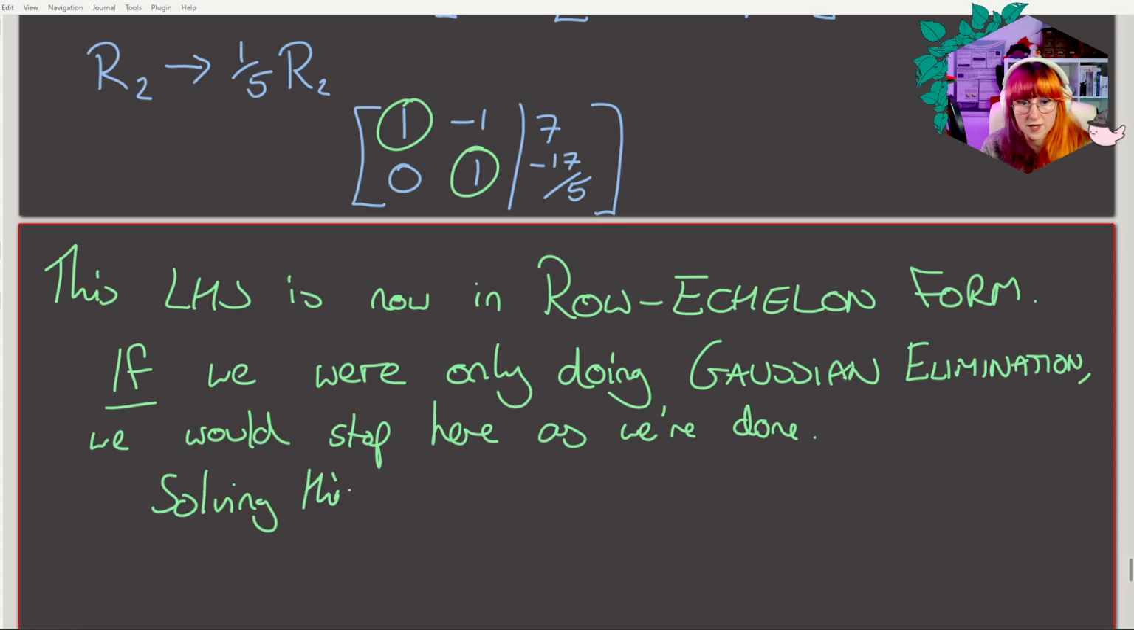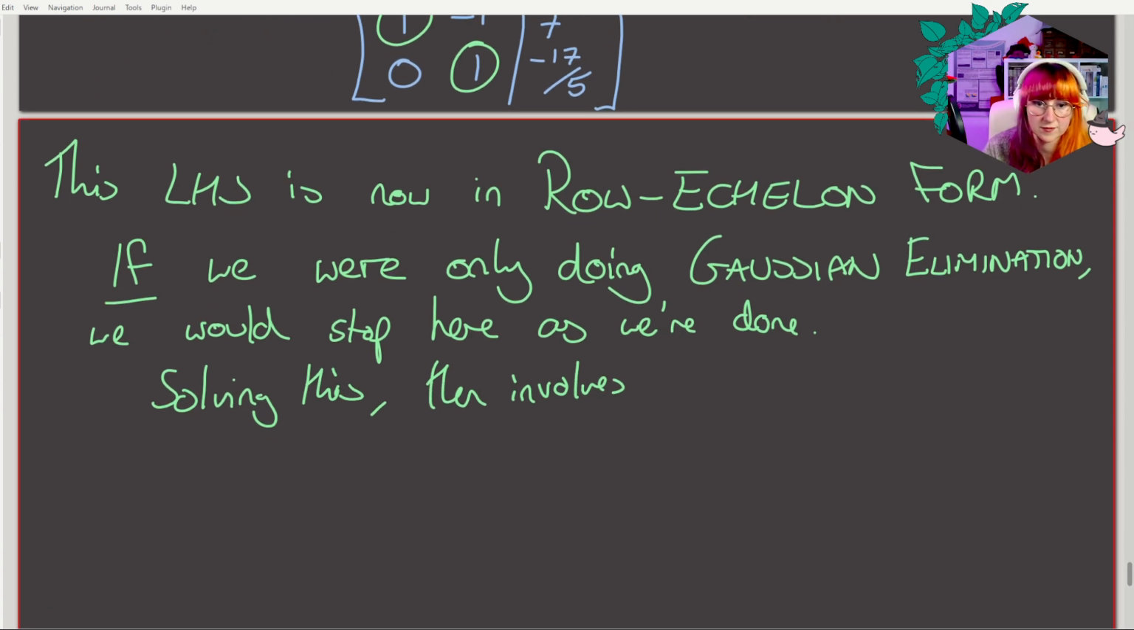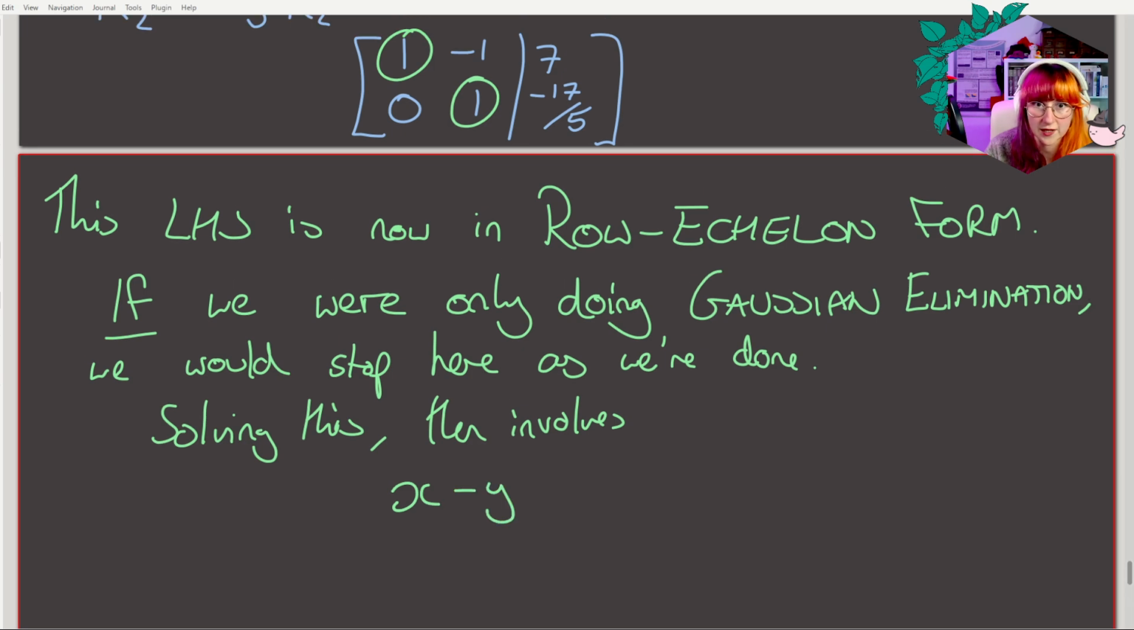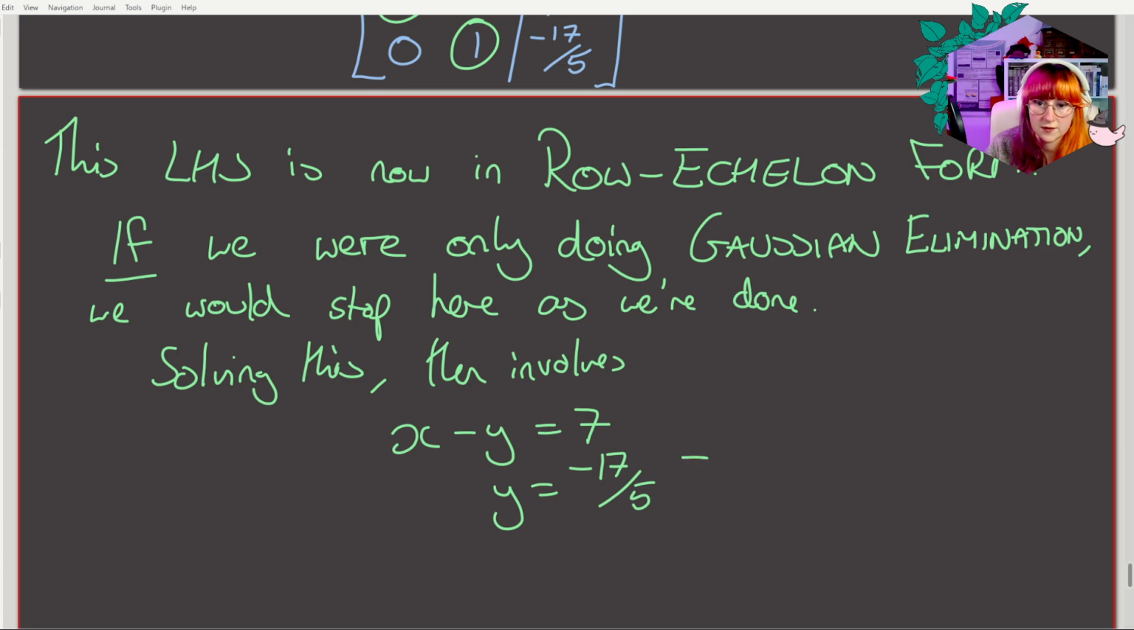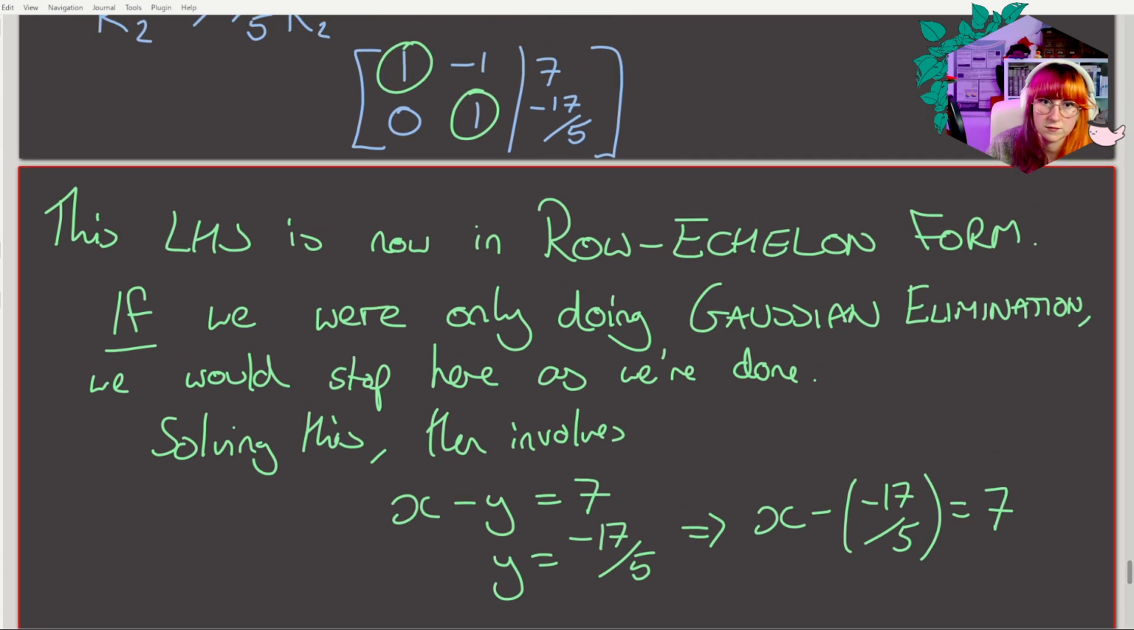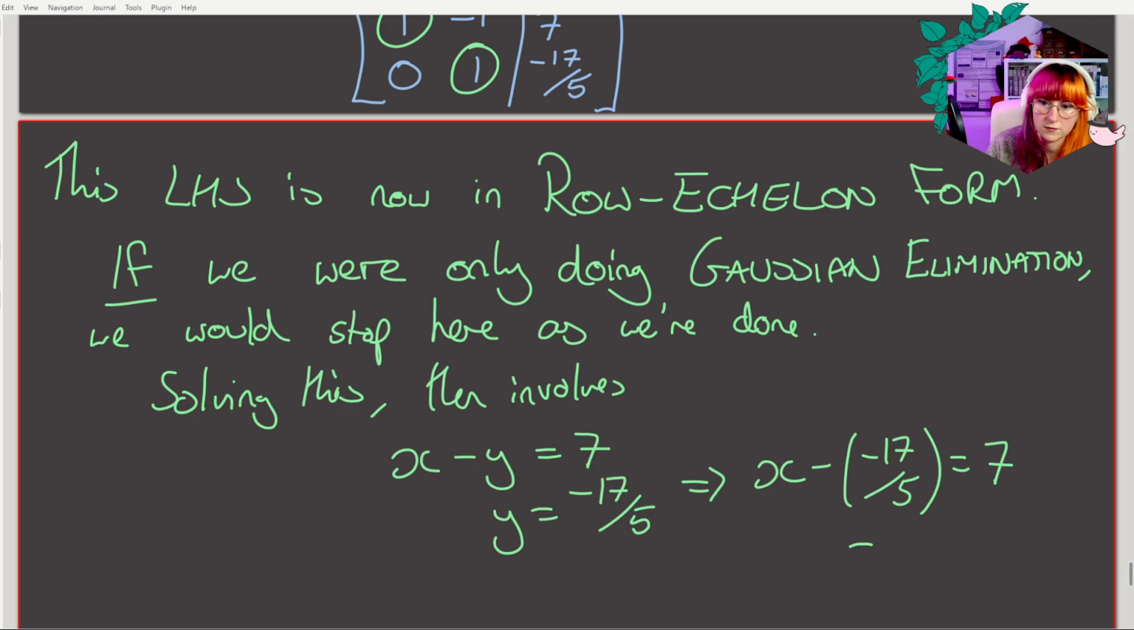Solving this then involves putting it back in. So you get x minus y equals 7, and you get y is -17/5. x minus 17/5 is 7. x is 18/5. So that's row echelon, and you'd be done, and then you'd solve it.